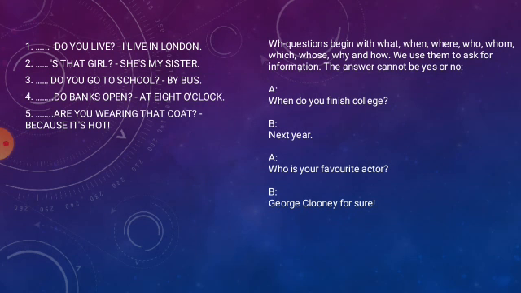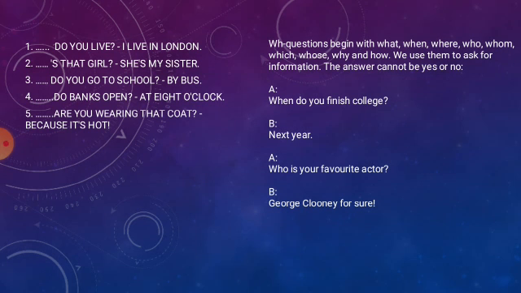She is my sister. Who is that girl? Sister should be the answer. So you are using who here. Okay. Dash do you go to school? Manner. How do you go to school? Next one. Dash do banks open? Time. When do banks open? Clear?